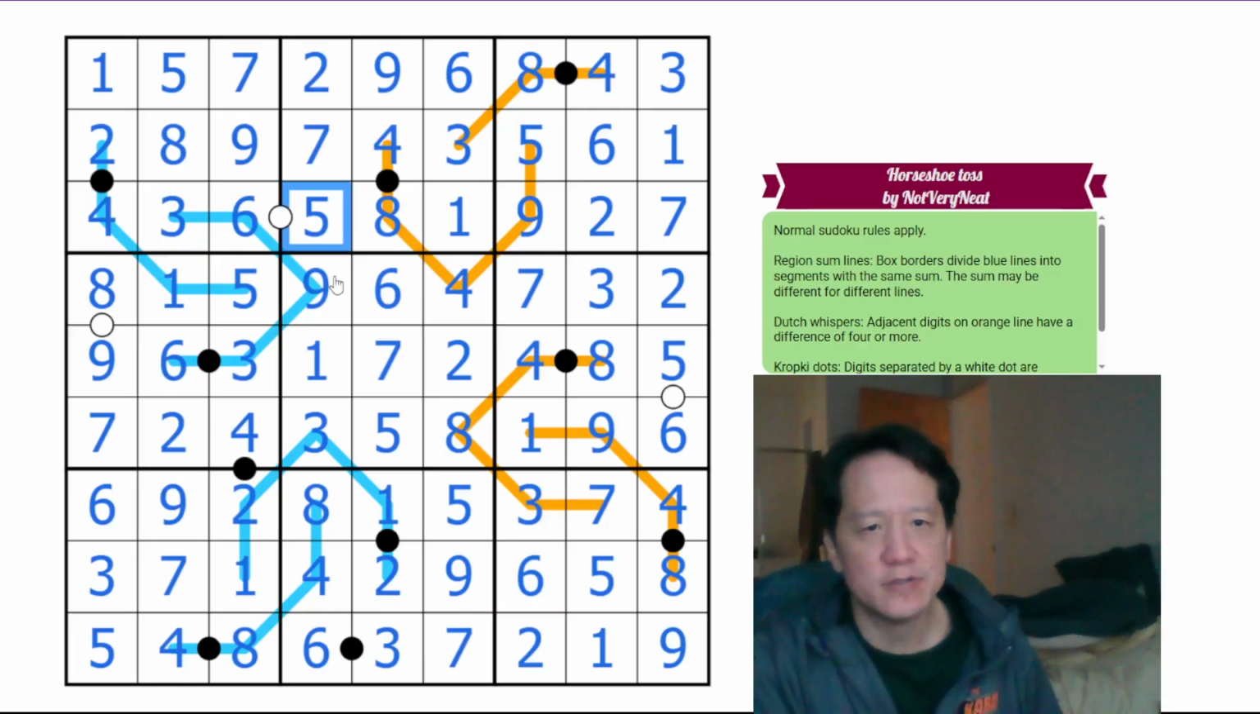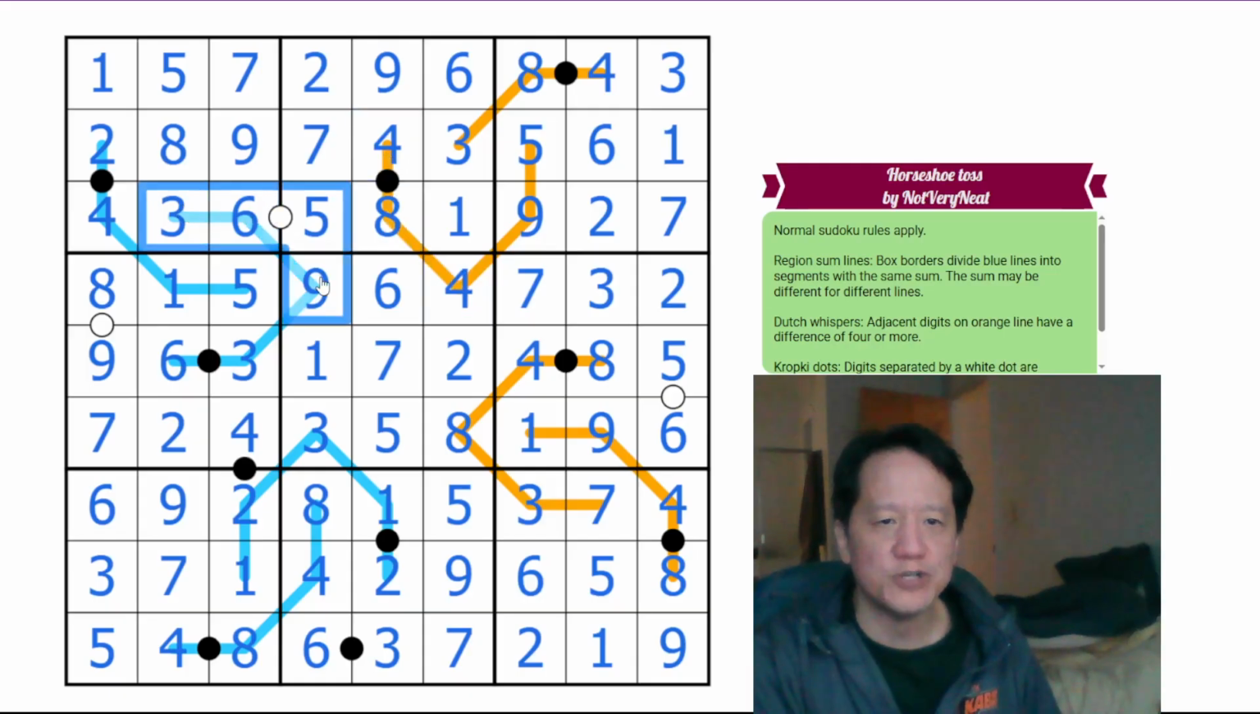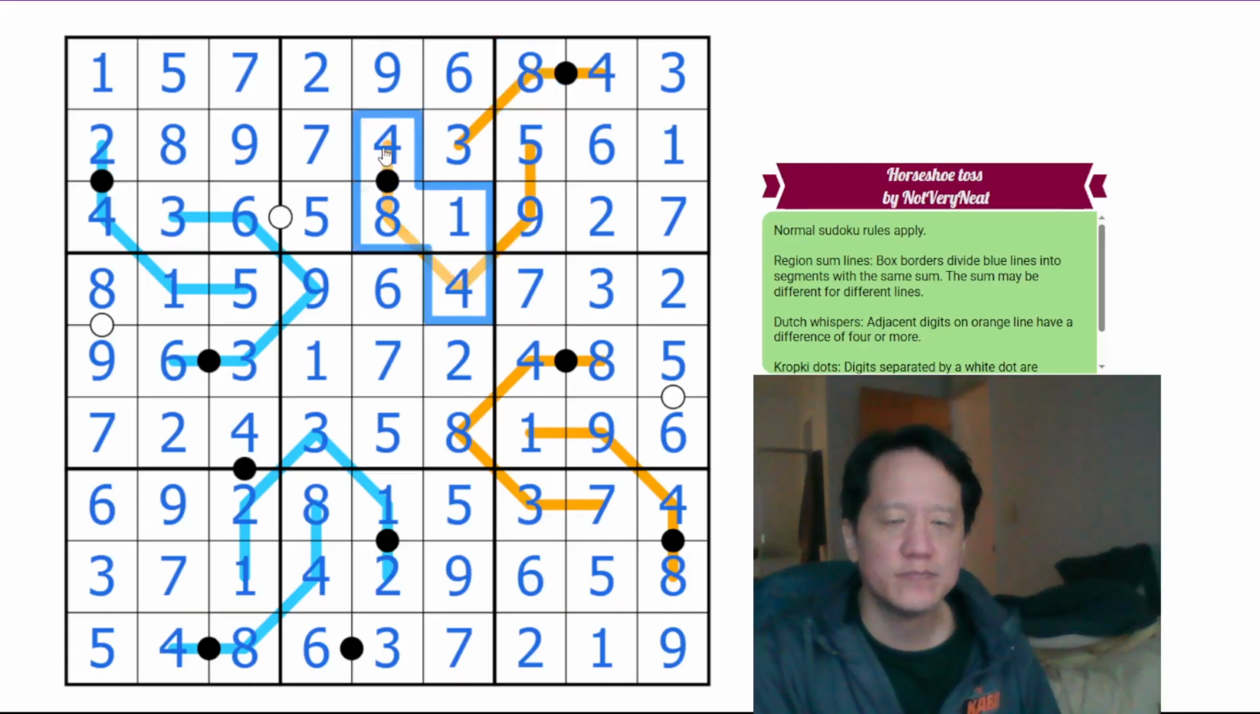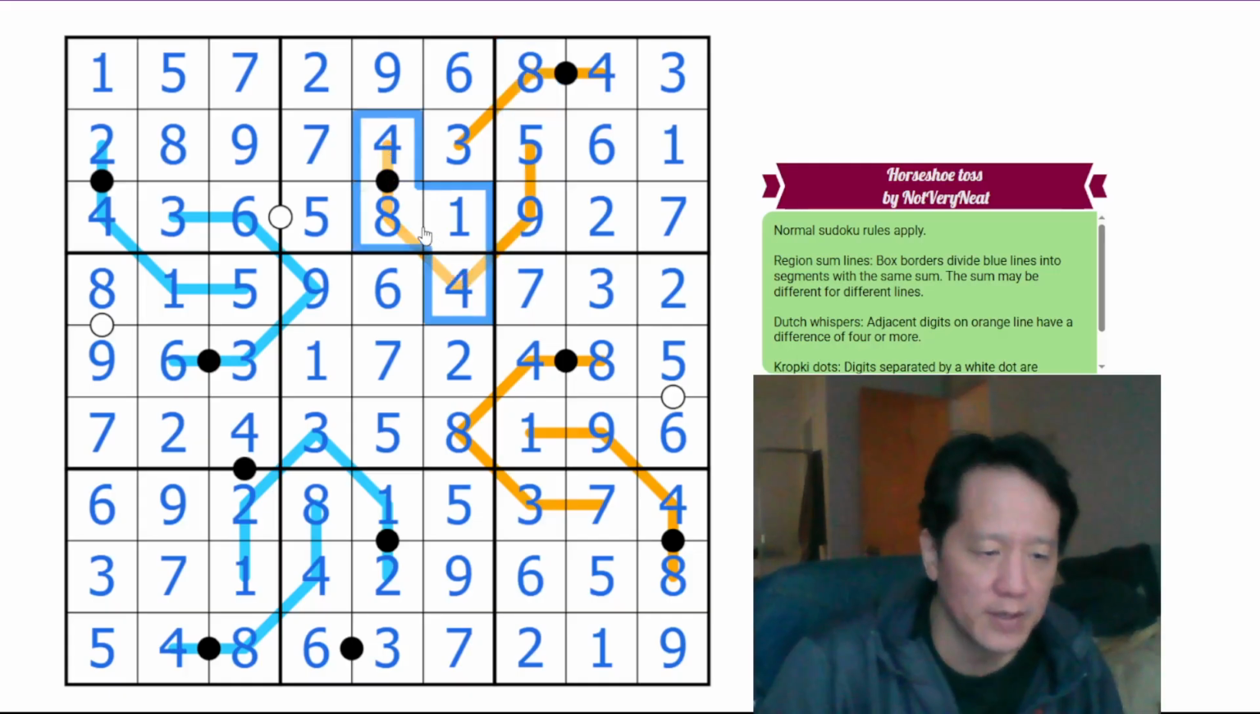Nice little puzzle. Nice interactions between the black crop key, white crop key, region sum lines, and whisper 4 lines. So overall, just a nice puzzle.